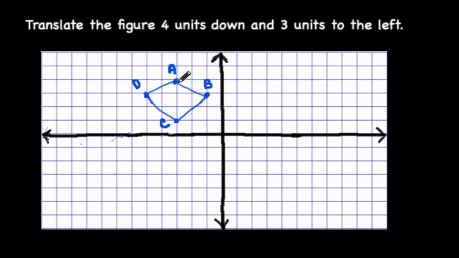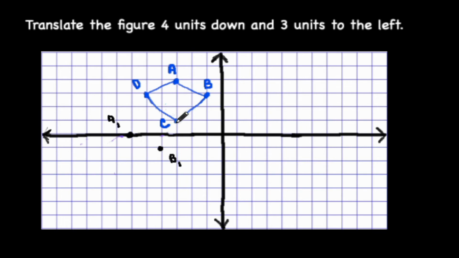Okay, so I'm going down 4 units, 1, 2, 3, 4. Okay, and then from here, I need to go 3 units to the left. That's 1, 2, 3. So I have a point right here. And so this is A prime. So I'll put that right here. And then the next one is B. I'm doing the same thing. 4 units down. That's 1, 2, 3, 4, and then 3 units to the left. 1, 2, 3. So my point belongs here. So this is B prime.